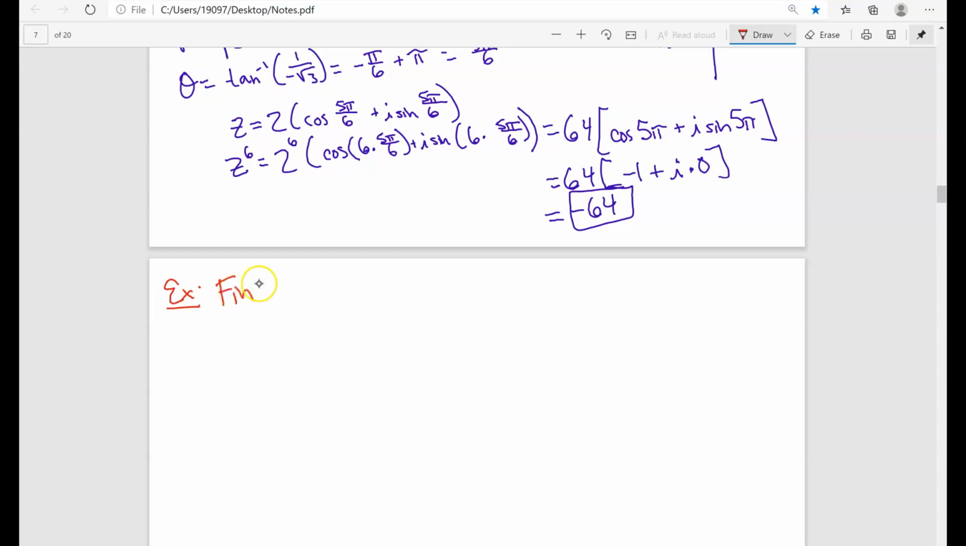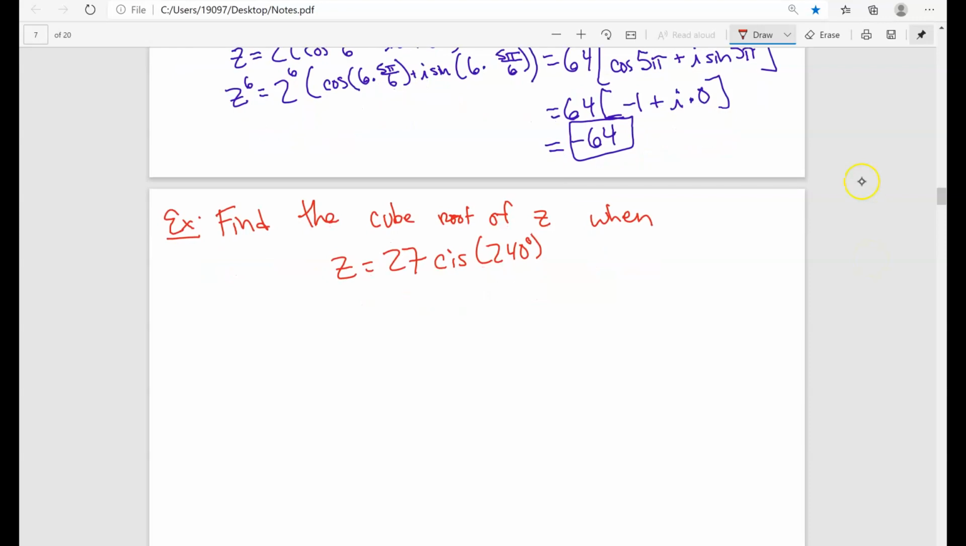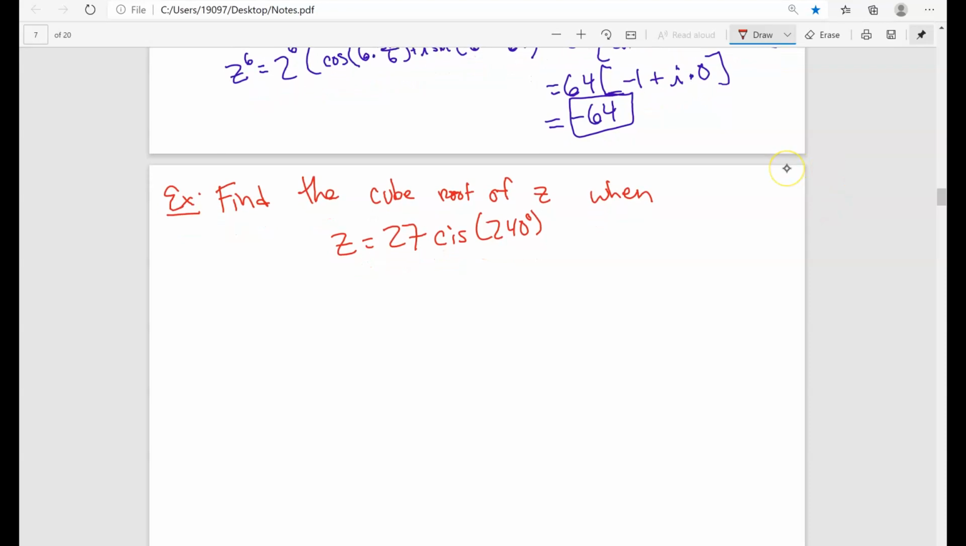We'll find the cube root of z when z is equal to 27 cis 240 degrees. So let's work with degrees now. So here you want to find the cube root of this guy. Okay, so if I take the cube root, so notice this is a complex number, so you basically want to take the cube root of both sides. So if you think about what the cube root means, the cube root of z is basically z to the 1/3.